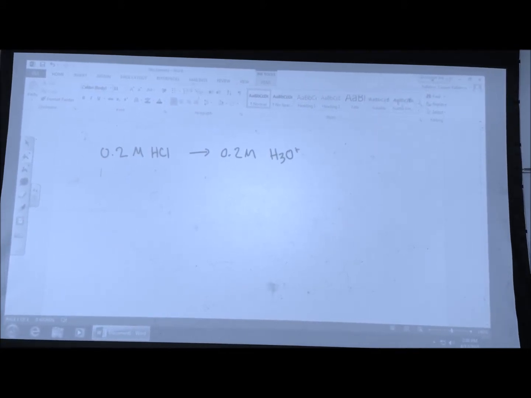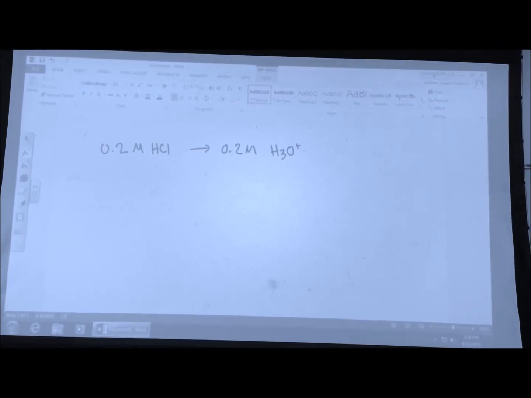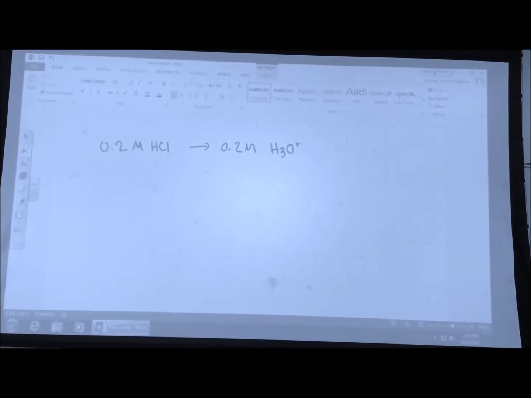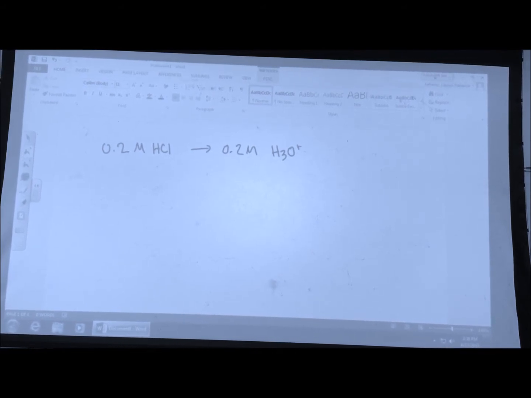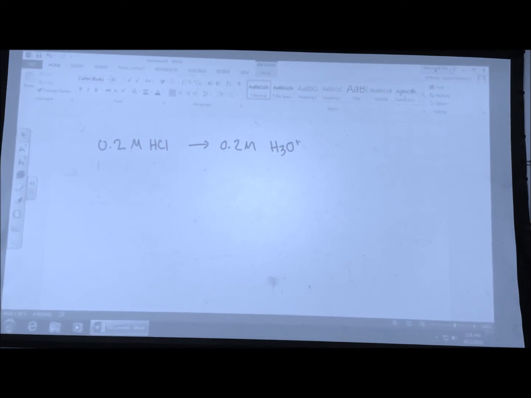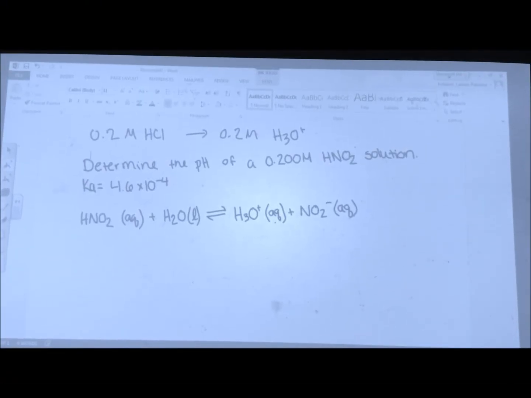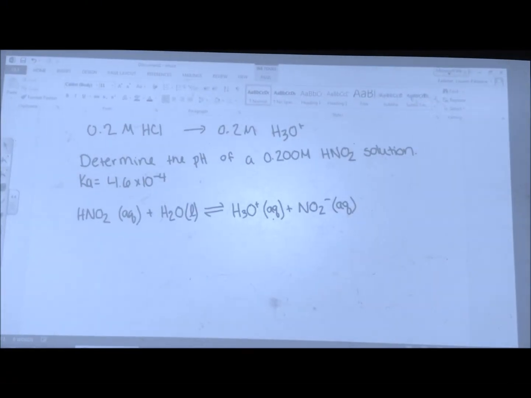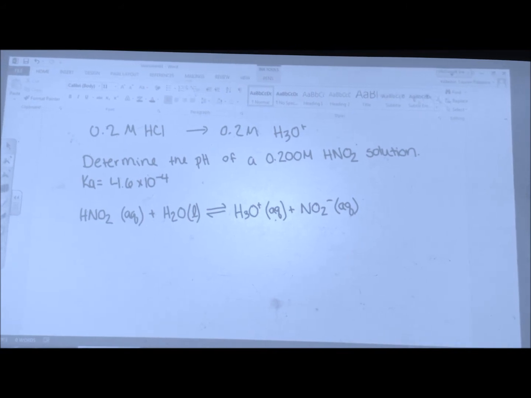But if we are given a weak acid that only partially dissociates, to what extent does that occur? We can use an ice table to determine the production of hydronium ions from the weak acid. From this, we can then calculate the pH of the weak acid. Let's do a problem to determine the pH of a 0.2 molar HNO2 solution.